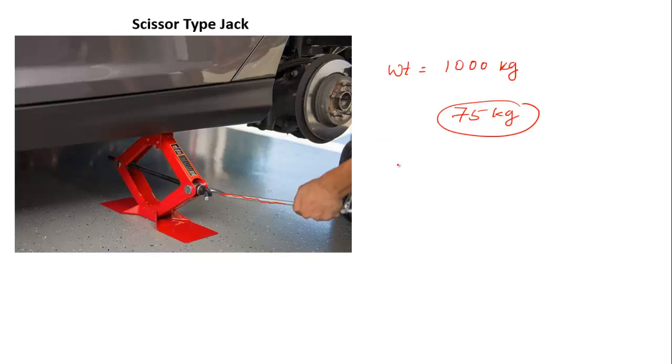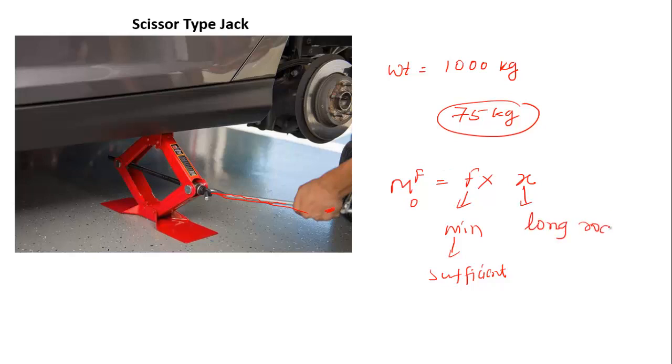What is done here is again the turning effect M, F into x. This F is applied at this particular point with the help of hand, which is minimum or sufficient. Sufficient means an average person can apply some amount of force. And because of this x, which is a long rod, we get higher turning effect. If I can rotate this screw, then this mechanism will work. If this rotates, it will move in the upward or downward direction. That's a very simple mechanism.